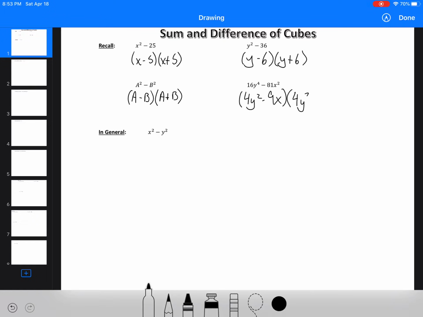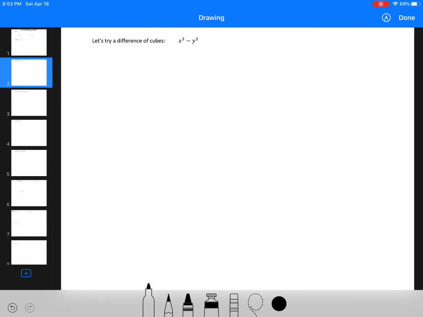Again here, we're going to have 4y squared minus 9x and 4y squared plus 9x. All I'm doing is square rooting the first and the last. Again, we've got general x minus y, x plus y. Sum and difference of cubes is very similar. We're actually going to follow more of a formula. We're going to figure out that formula by doing long division.